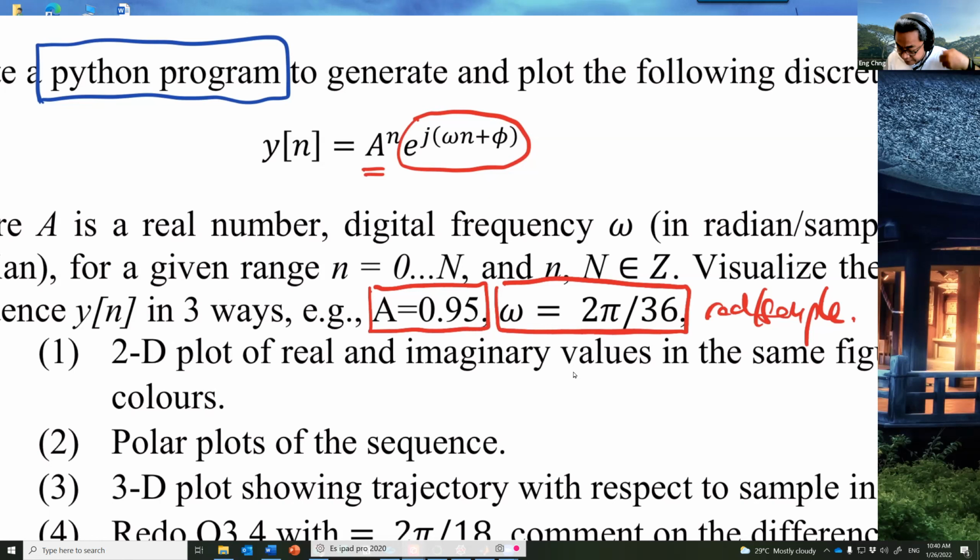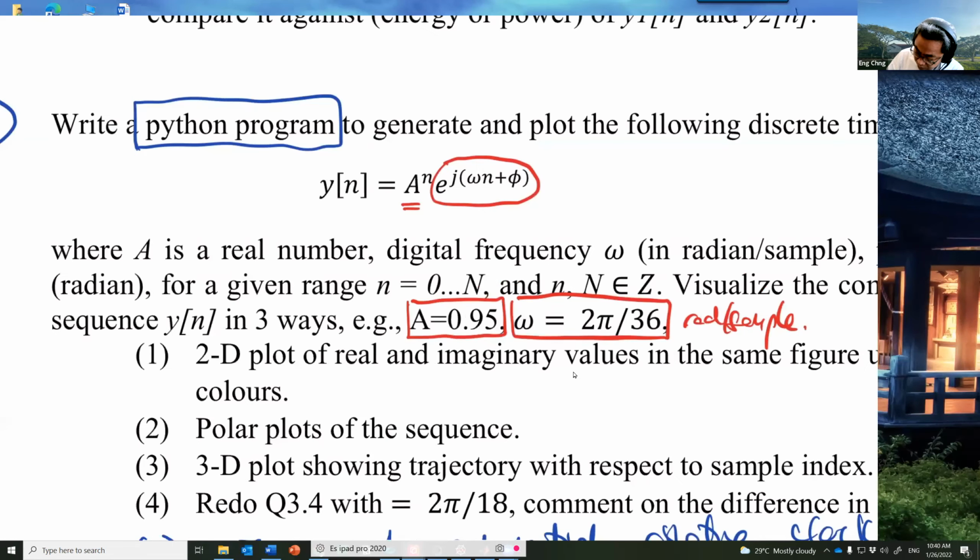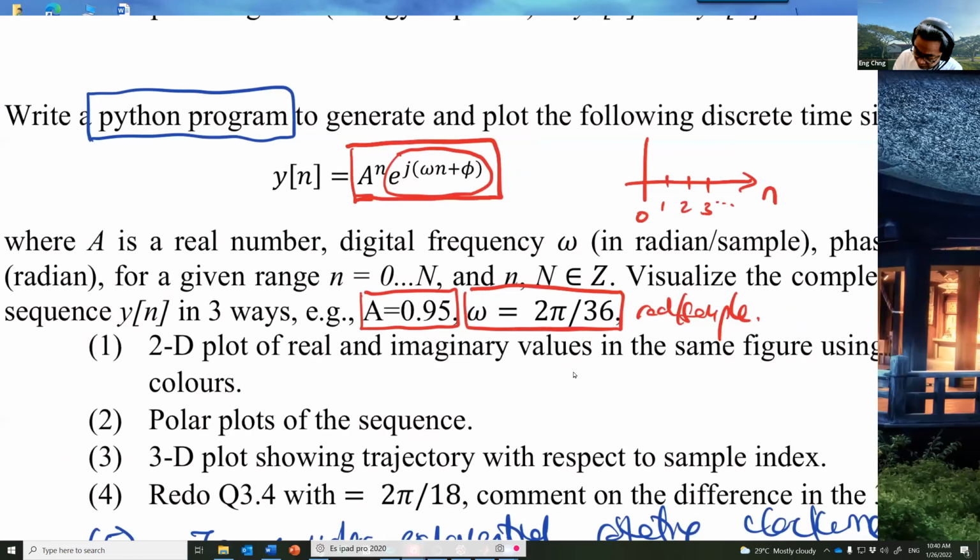Okay, that's the idea. All right, so I'm going to ask you to plot. So there are two parts to the plot. Of course, when you plot it, you plot n, you plot 0, 1, 2, 3, and so on. So typically, we only ask you to plot the positive values like here.